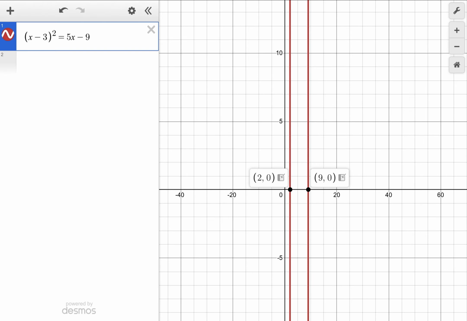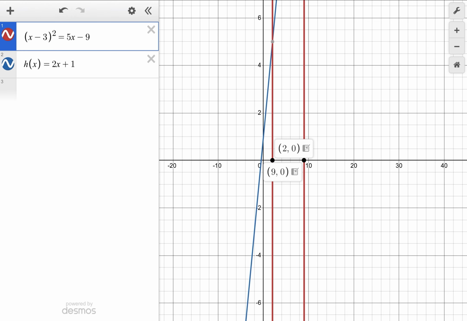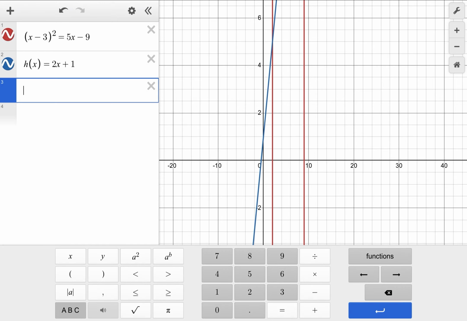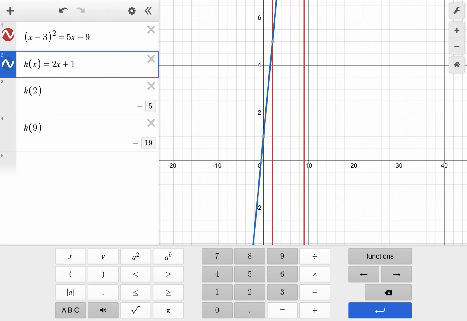But let's say you're trying to find the value of 2x plus 1. There are a couple of ways you can approach this. You can make a function called h of x, and because you know the x values are 2 and 9, you can just say, what's h of 2? Or you can also say, what's h of 9? And you get 5 or 19 as your answers. So once again, another very powerful thing about Desmos: it gives you the solutions, and you can also plug solutions into a function in order to get your answer.